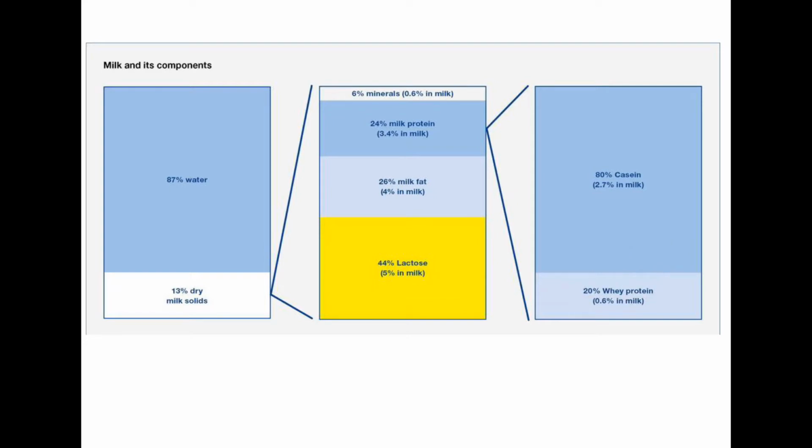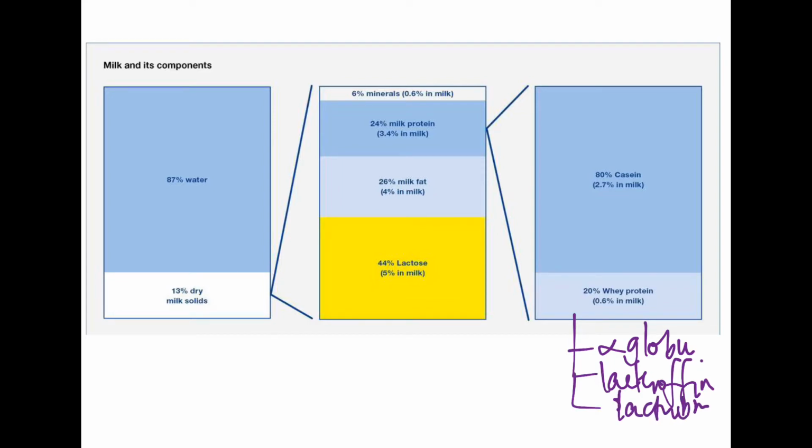Now examples of whey proteins include lactoferrin, and we know that lactoferrin is responsible for trapping iron and killing bacteria, because if we trap the iron, the bacteria won't get the iron, so the bacteria will die. Alpha globulin, so we know that's an immunoglobulin, lactoalbumin. So basically, whey proteins are responsible for protection, and casein proteins are responsible for transporting calcium. Okay, so casein protein would look something like that.